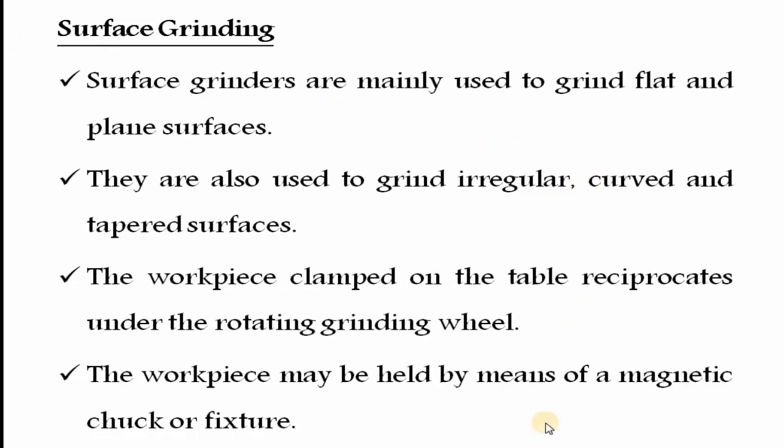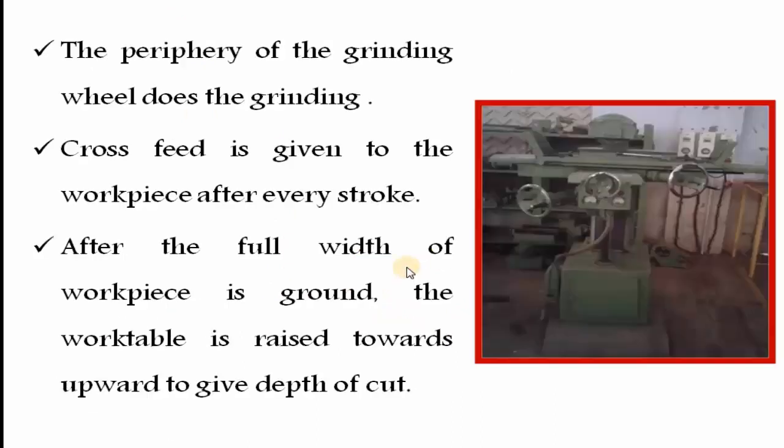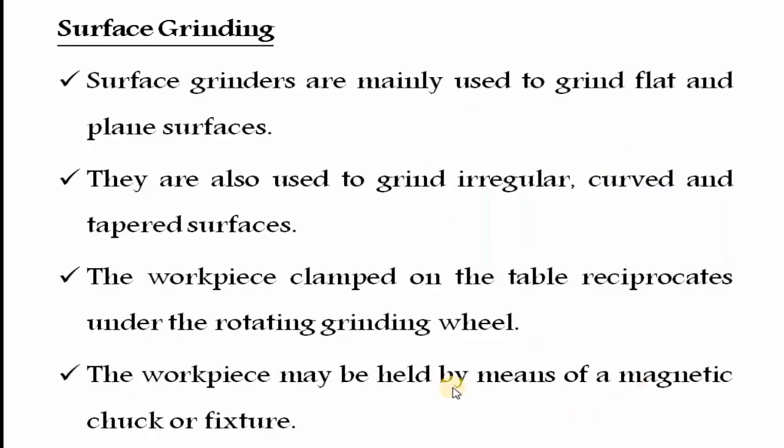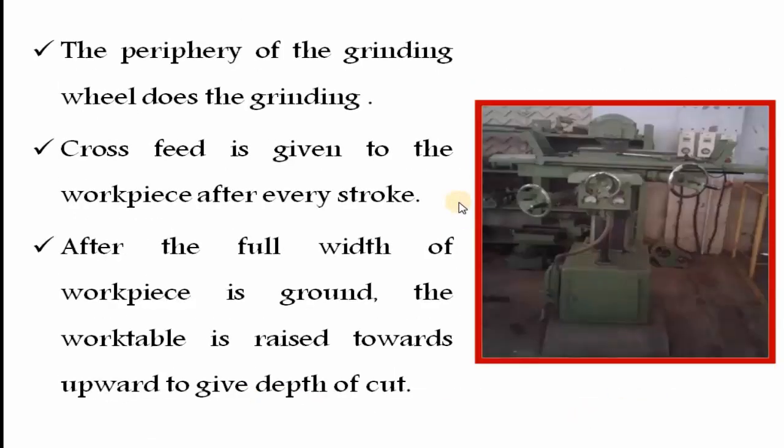Surface grinders are mainly used to grind flat and plain surfaces. If any surface irregularities or curved appearance are available in the component, you remove them with surface grinding. The workpiece is clamped on the table under the rotating grinding wheel. Here is the grinding wheel and the table. The workpiece is placed on top of the table, held with the support of a magnetic chuck or fixture.